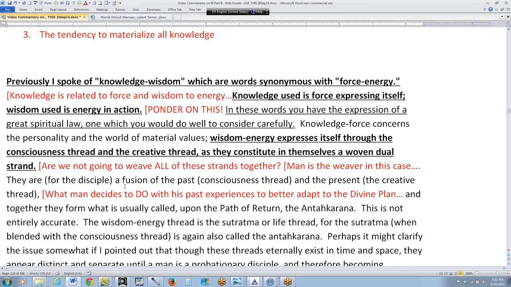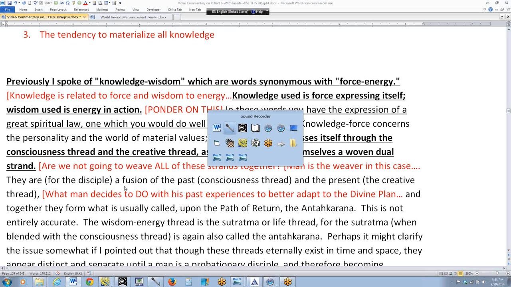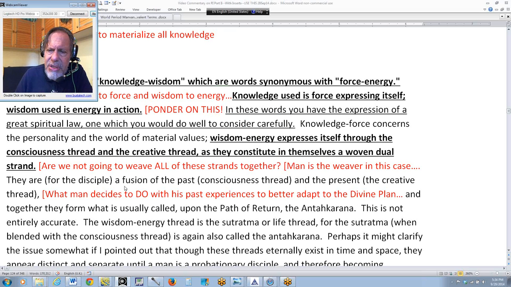It might be more selfish before that occurs, what he decides to do with his past experience, but at a certain point he will say, well, based upon what I know, what I've discovered, what my consciousness has revealed, I will create the following. I will arrange and rearrange the following so that it better approximates the divine archetype. Okay, so they are for the disciple a fusion of the past, consciousness thread, and the present, the creative thread, and together they form what is usually called, upon the path of return, the Antahkarana.